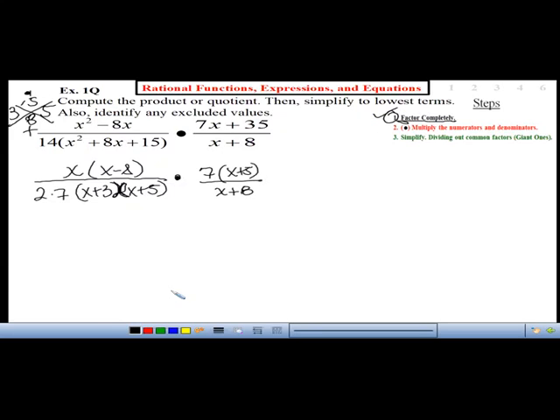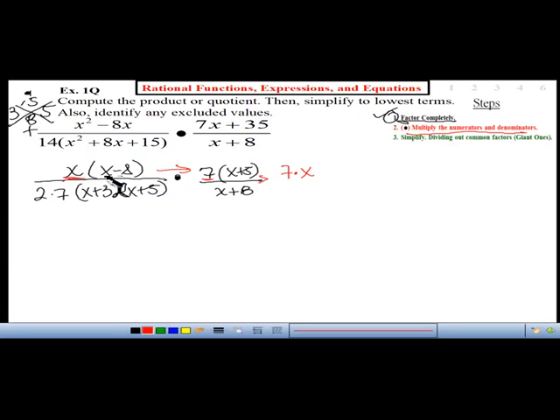You're like, Mr. Q, this is easy. I know. Step 2, multiply numerators and denominators. So I'm going to go this way. Here we go. Start with the number 7 times, there's no other number, so I'm just going to write 7 times x, which is this one.